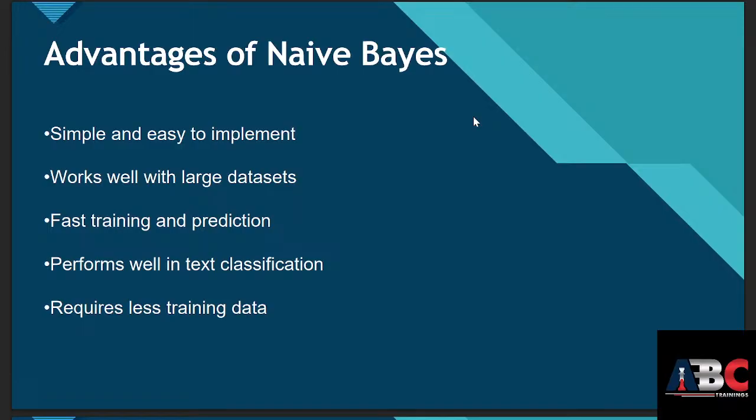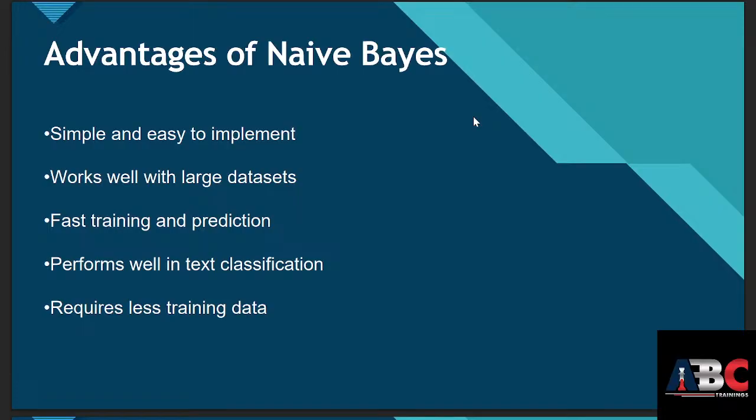Similarly, during prediction, the second one is that it performs well in text classification. Naive Bayes is especially effective for text classification tasks. Text classification involves categorizing text documents into different categories based on their content. Examples include email spam, product reviews, news article categories, and social media comment analysis.